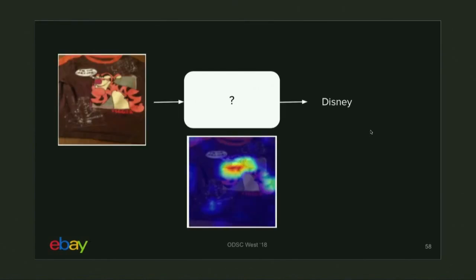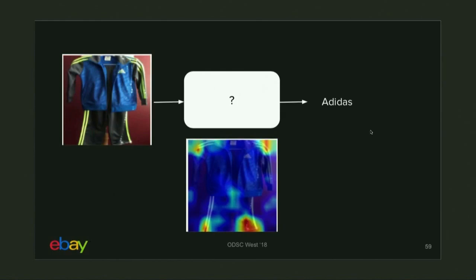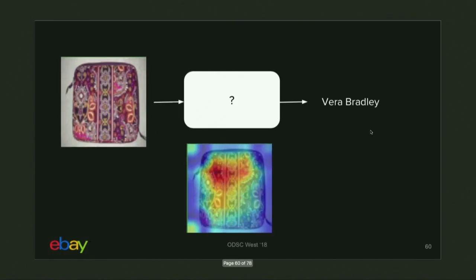Here, we didn't train on Tigger specifically. We had lots of images with the label Disney. So when it predicts Disney, it automatically learns the different Disney characters. In this case, the heat map actually points at the Tigger region. For Adidas, even though there is an Adidas logo, the neural network actually focused on the stripes from Adidas. It's pretty interesting to see. This is Vera Bradley. Vera Bradley is all about these heavy patterns throughout the whole product, and you can see the red is more distributed.